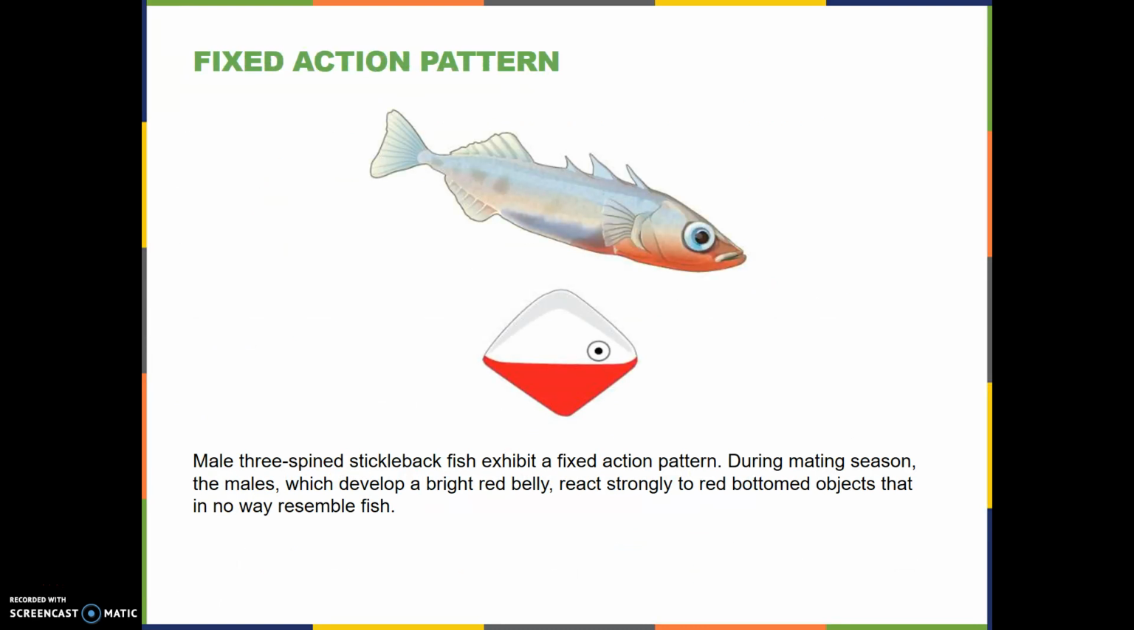This is an example of a fixed action pattern. Male three-spined stickleback fish exhibit a fixed action pattern. During the mating season, the males develop a bright red belly and they react strongly to red-bottomed objects that in no way resemble fish. So in other words, they have a fixed action pattern to where they're going to be aggressive with other males, because they're competing for who's going to fertilize the egg, and so they're aggressive with anything with a red bottom.